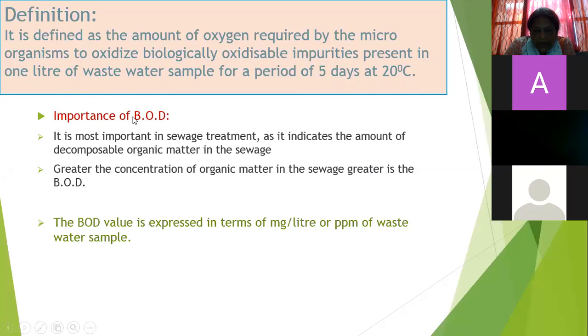So, why is BOD important? It is important in sewage treatment because when you are getting the sewage water, one parameter we measure is what is its BOD. By calculating the BOD, we can understand how much pollutant the sewage water has, as it indicates the amount of decomposable organic matter in the sewage. Greater the concentration of organic matter in the sewage, greater is the BOD. And the unit of BOD is expressed in mg per liter or ppm. ppm is parts per million, ppm of the wastewater sample.